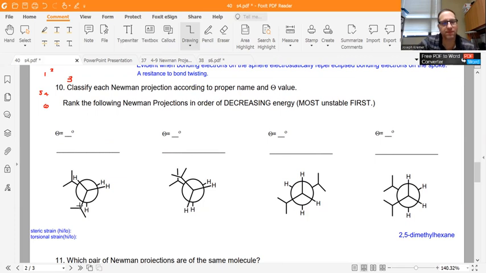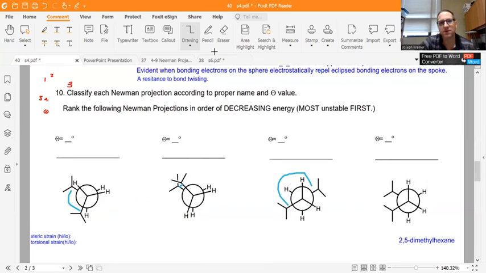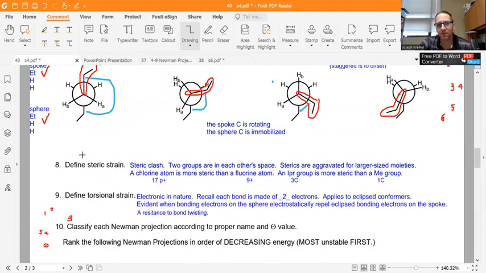From the biggest group on the spoke to the biggest group on the sphere. What's that angle? Kind of tight in there, isn't it? They look like they're almost overlapping. Eclipsed, right? So biggest group on the spoke to the biggest group on the sphere. I've got the computer problems again.